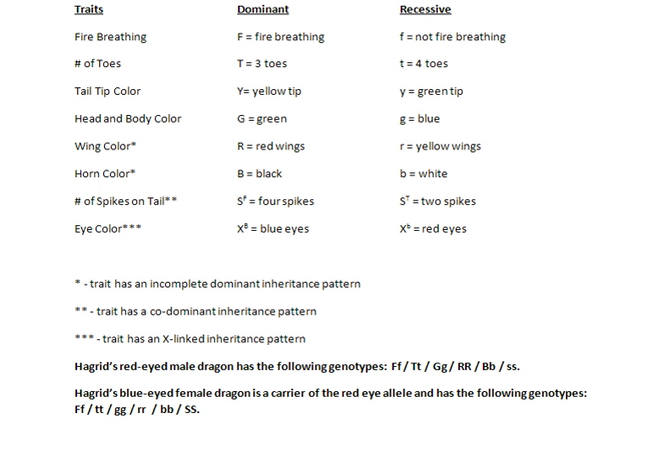It also gives you the genotypes of Hagrid's dragons. Hagrid has a red-eyed male dragon, which has the genotypes heterozygous for fire breathing, heterozygous for number of toes, heterozygous for tail tip, homozygous dominant for wing color, heterozygous for horn color, and homozygous recessive for number of spikes on the tail.